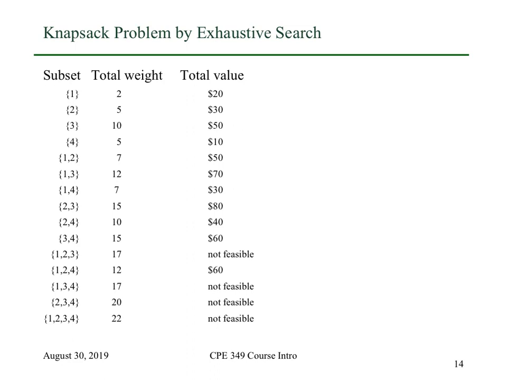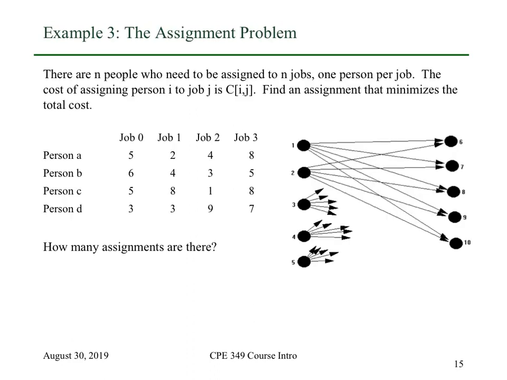So notice that for a traveling salesperson problem, we basically have to consider permutations. We're going to have to generate all the permutations of some set of things. And for the knapsack problem, we're going to have to find all the subsets of a set of things.